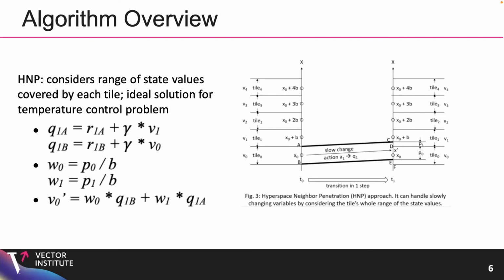For the data center HVAC control problem, temperature is a slowly changing variable that is incremental, and the transitions are locally linear. Hence, HMP would be an ideal solution for this problem.